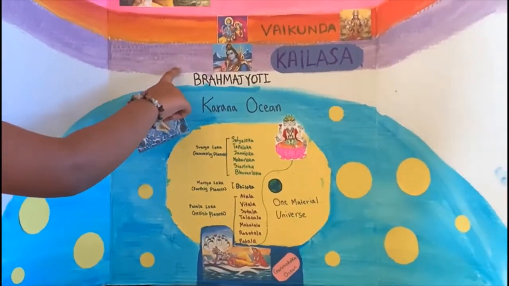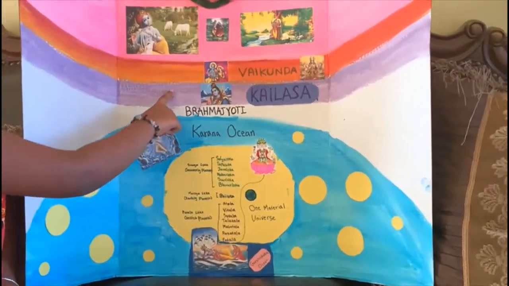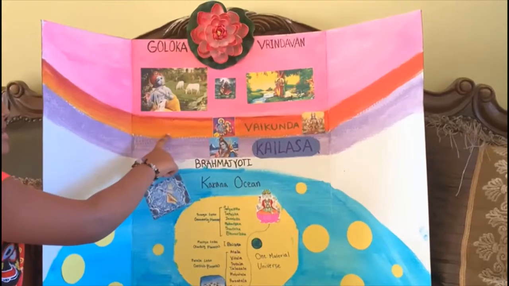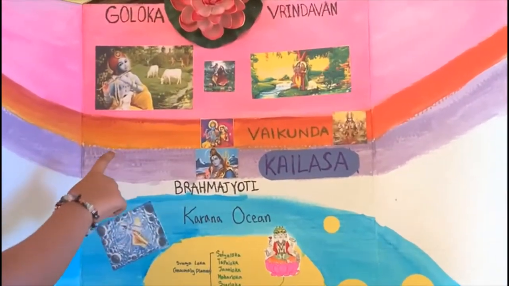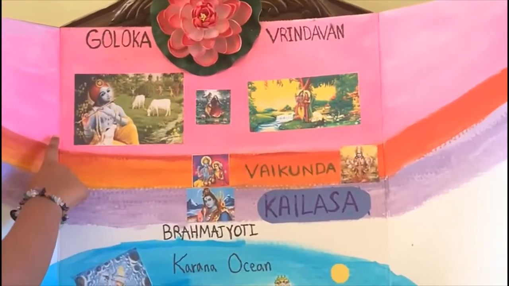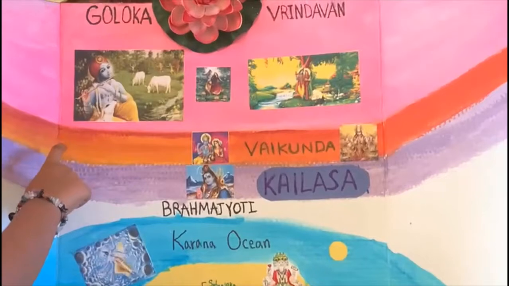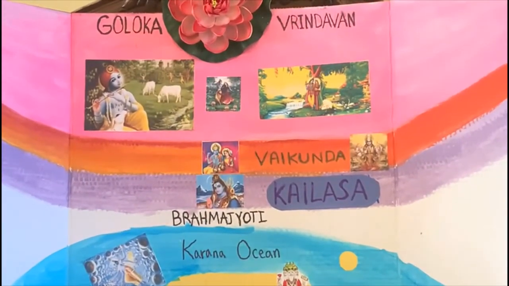And in Kailasha, Lord Shiva and Goddess Parvati reside. And above that, in Vaikuntha, all the incarnations of Vishnu, like Lord Rama, are here. And in Goloka Vrindavan, it is the supreme abode of the Supreme Personality of Godhead, and all devotees aspire to go there to eternally serve Krishna.